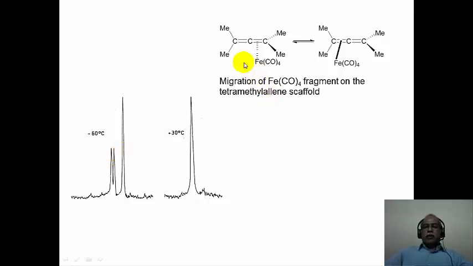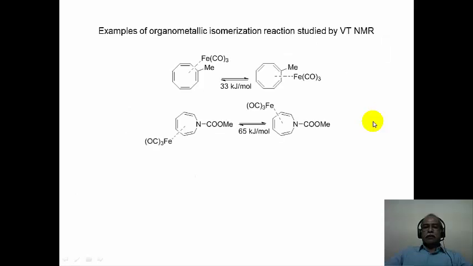So under frozen conditions, one is able to see 3 sets of signals for the methyl groups, one corresponding to these 2 methyl groups, another one corresponding to this methyl group, and the third one corresponding to this one. On the other hand, when there is a rapid interconversion by migration of the iron tetracarbonyl fragment between these 2 perpendicularly placed olefins, then all you see is one singlet corresponding to 12 hydrogen intensity.